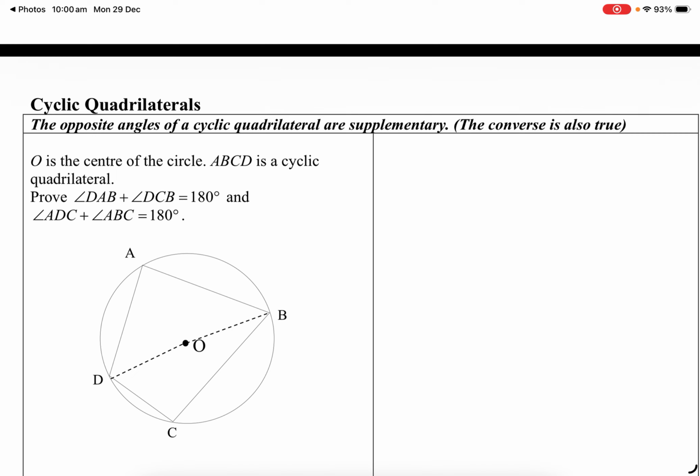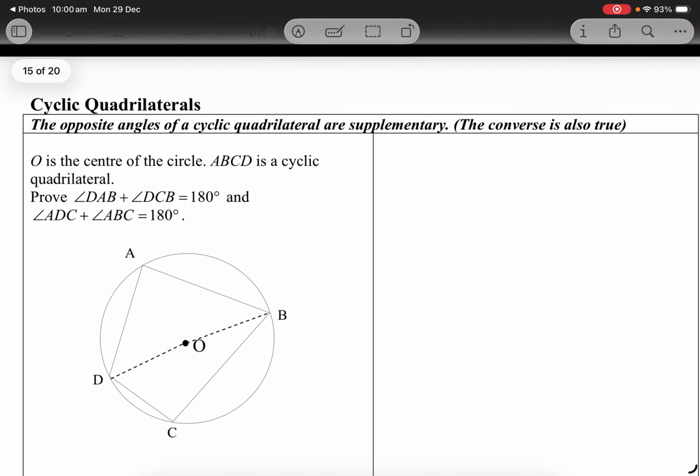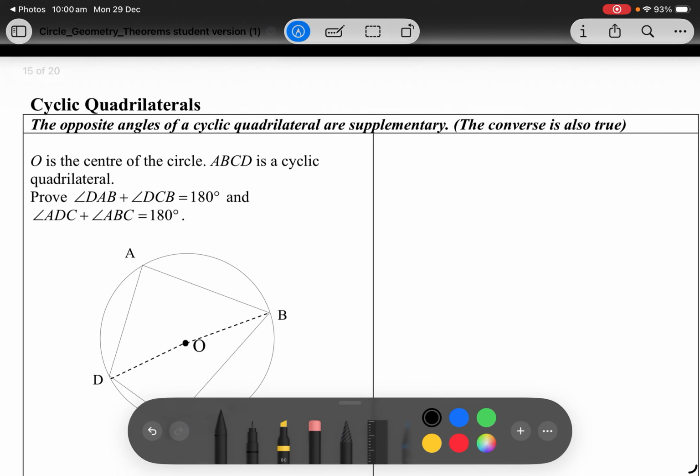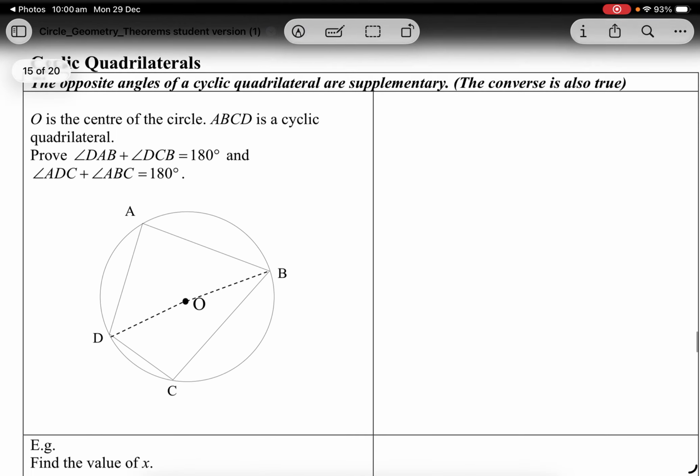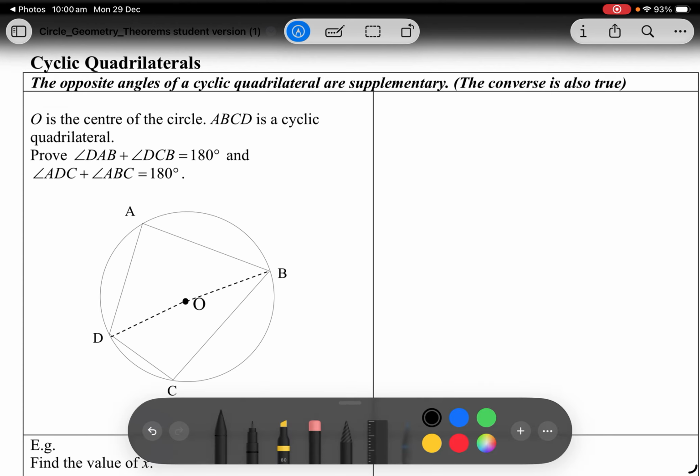Now, the first theorem that we're trying to prove is that the opposite angles of a cyclic quadrilateral are supplementary. Now, we're told here that O is the center of the circle, ABCD is a cyclic quadrilateral, and we want to prove that angle DAB plus DCB equals 180 degrees. So we're looking at DAB and DCB. We want to prove that these add to 180 degrees, and the same thing for ADC and ABC.